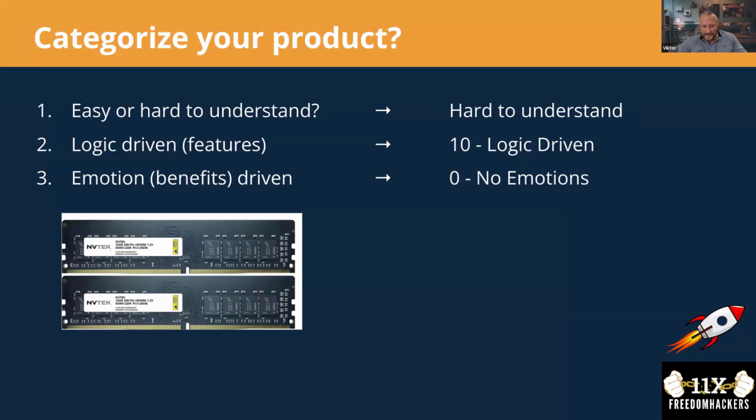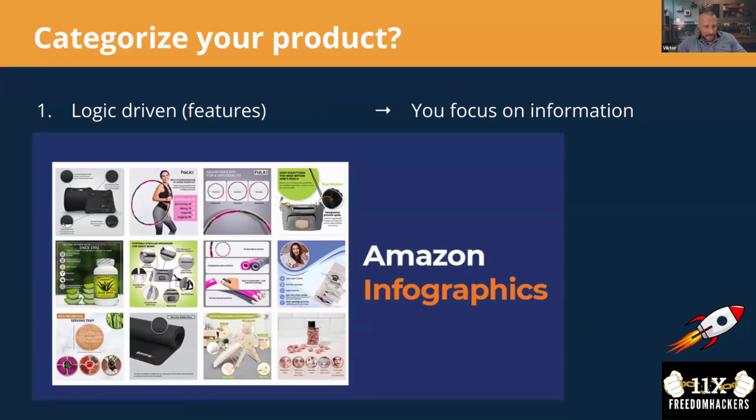Information is easy to get. Information is not so easy to display. That's the problem with information. It's not easy to display the information. How do you display it, right? But the focus, if your product is logic driven, is supposed to be information driven. Information is more important than feelings.